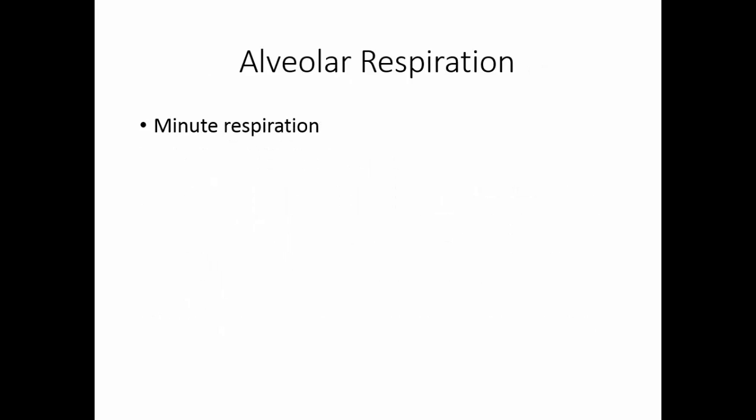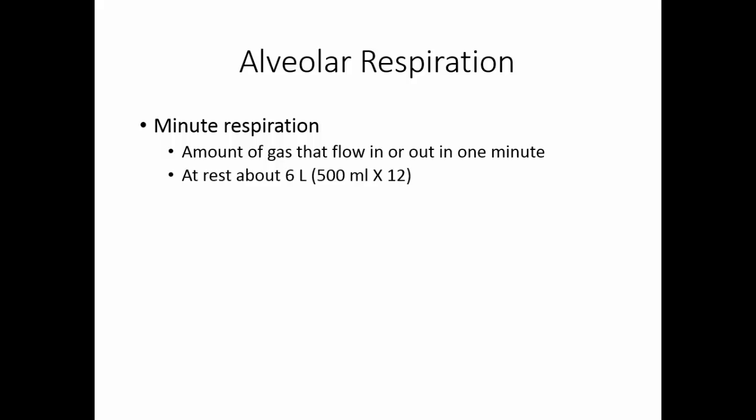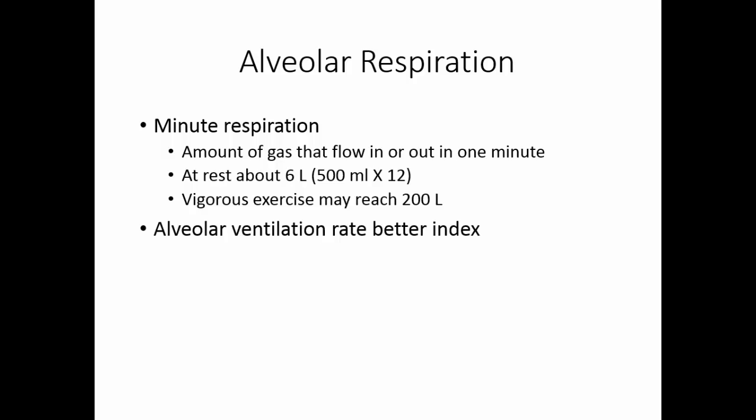Your minute respiration is the amount of gas that flows in and out of your lungs in 1 minute. At rest, that's about 6 liters. If you assume that your tidal volume is about 500 milliliters and you breathe about 12 times per minute, 500 times 12 is 6,000 milliliters or 6 liters. When you're doing vigorous exercise, you may move as much as 200 liters of air in and out of your lungs. The alveolar ventilation rate is a better index of how much gas exchange you're having.